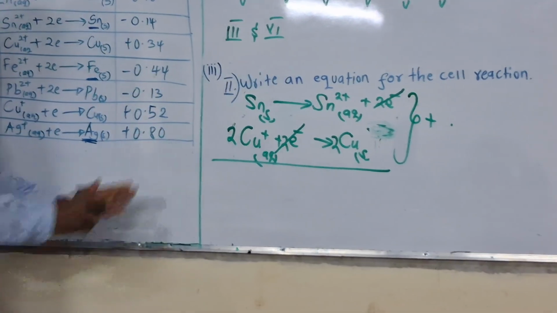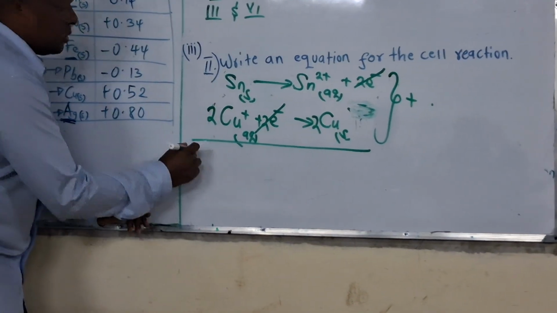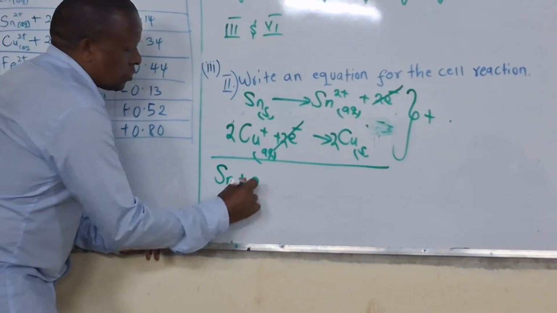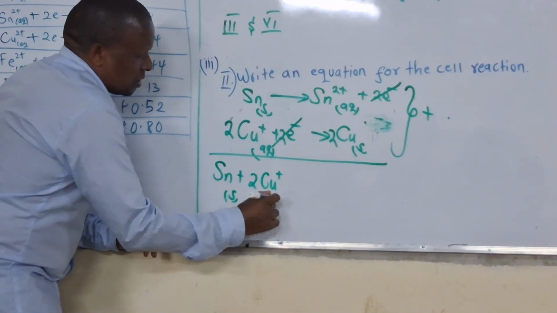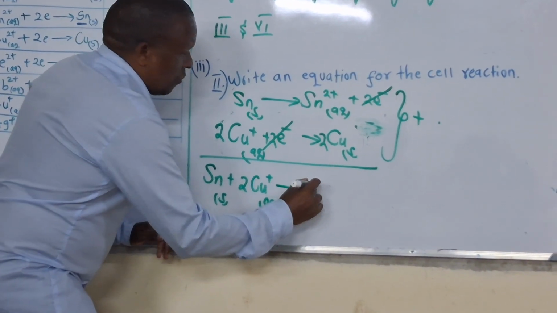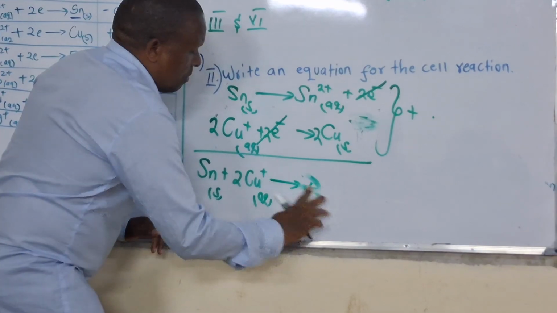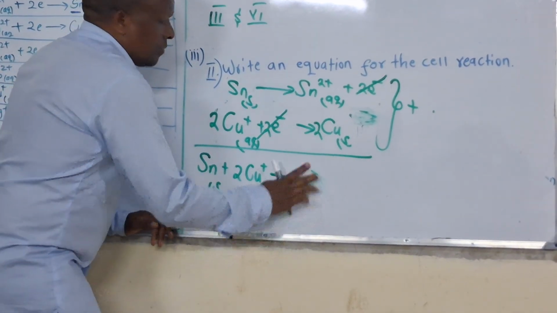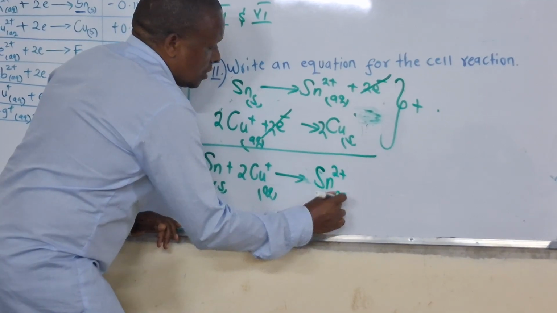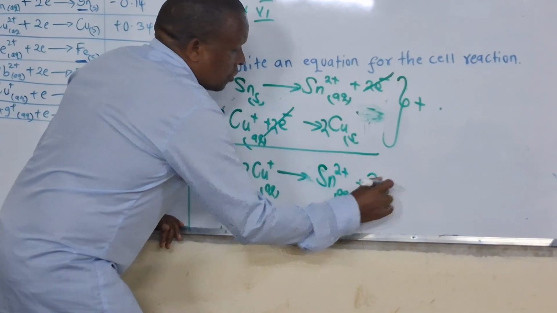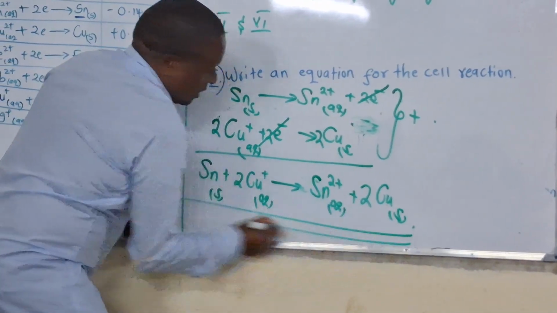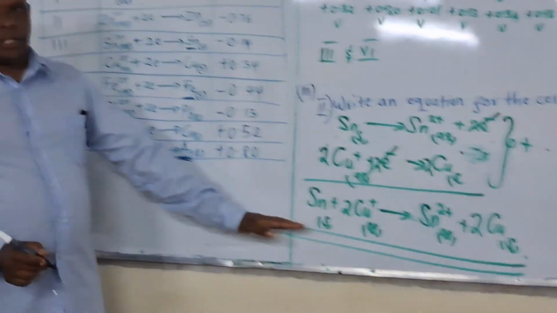We sum. So we start by summing the reactants. So it will be what? Tin solid plus 2 moles of copper 1 ions in solution. Okay, what do you form? We form 1 mole of tin ions in solution and 2 moles of copper solid. So this is the overall cell equation. This is the equation that you're supposed to have.